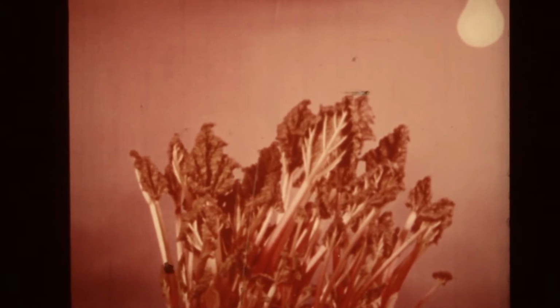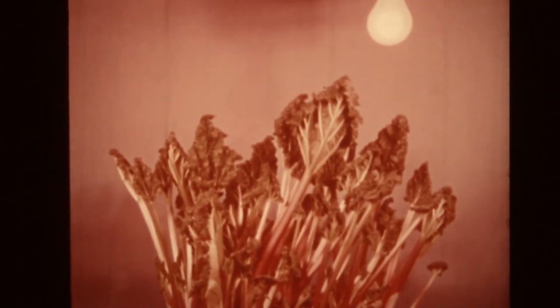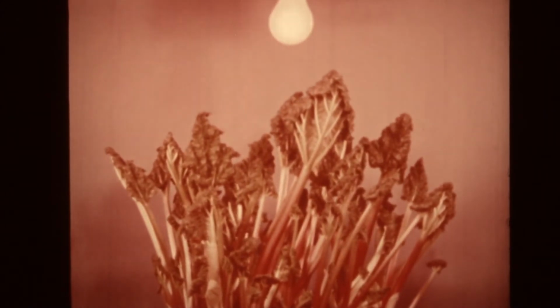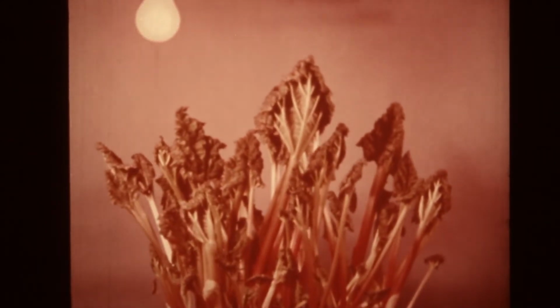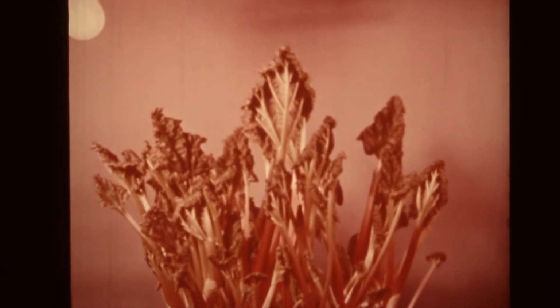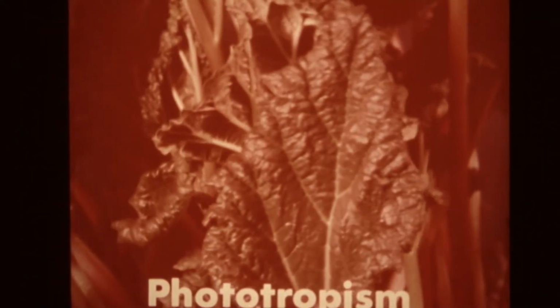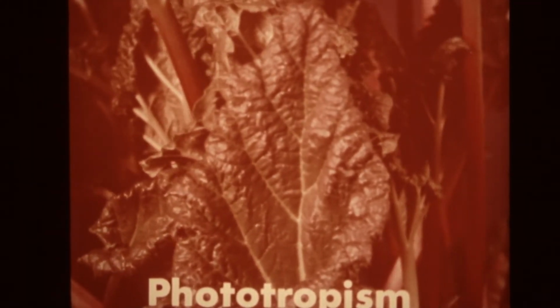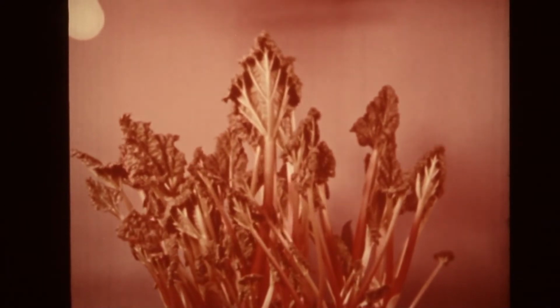We'll observe the tropism again under controlled conditions using time-lapse photography. Again, the stimulus is light, this time from a light bulb. Watch the movement of the rhubarb plants as the bulb is moved over a period of several hours. Leaves and stems turn toward the stimulus. This particular tropism is phototropism, response to light. Tropisms are turnings or growth curvatures in relation to the direction of the stimulus.